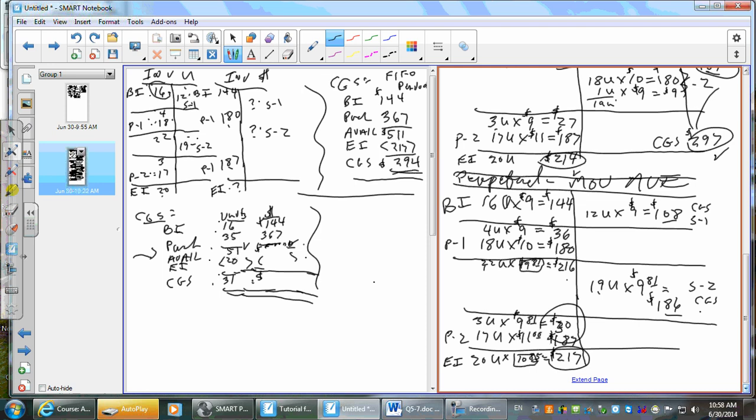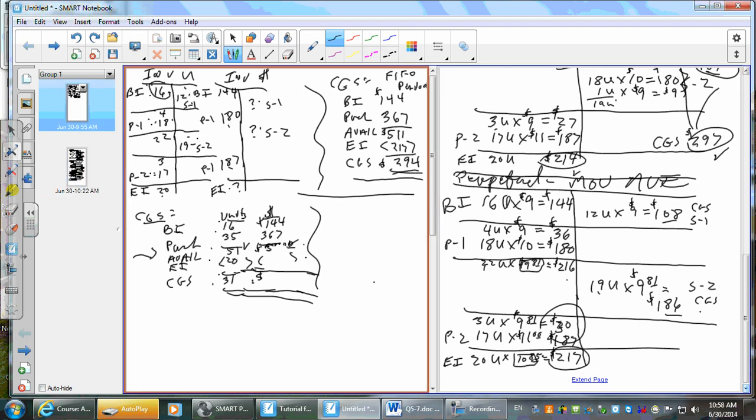Okay, so my ending inventory then is 217, right, guys? So here we had 511. That 144 plus 367 is 511. Take away your ending inventory of 217 for those 20 units, and what do you have? 294 cost of goods sold. Okay, imagine these are millions. It makes a difference, right? In my little example, it doesn't look like much. So cost of goods sold would be 294.